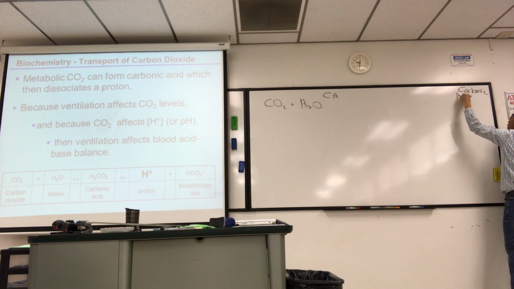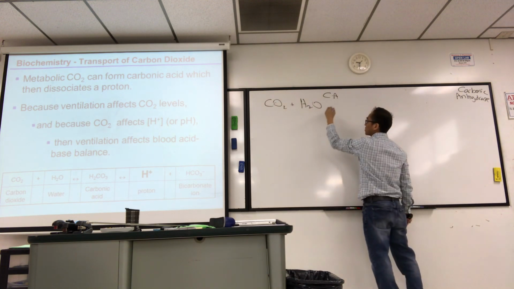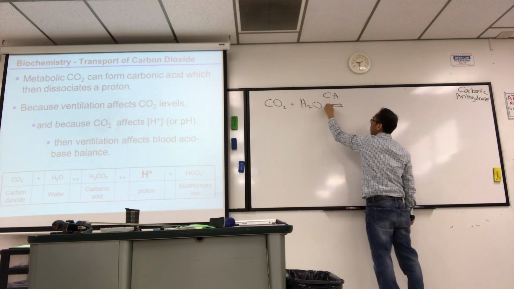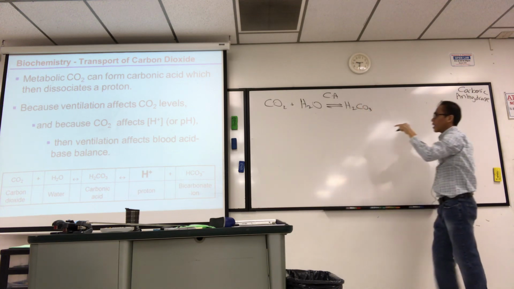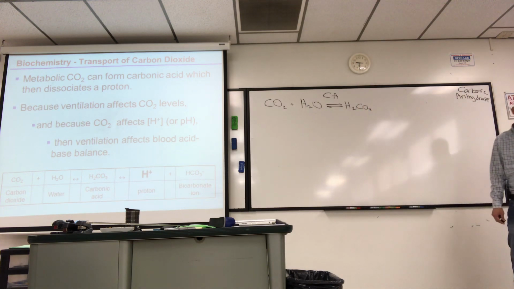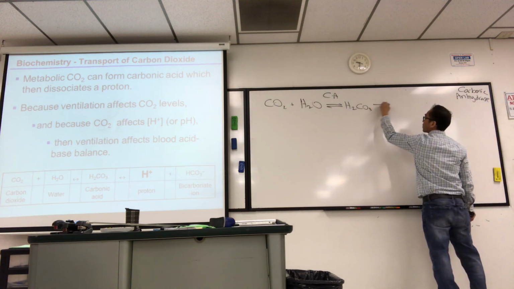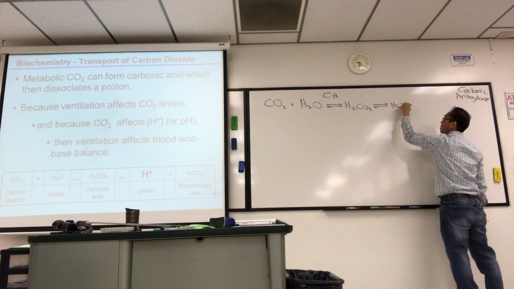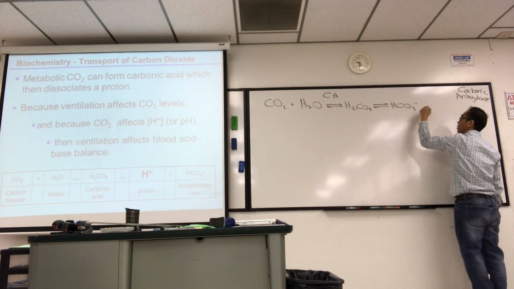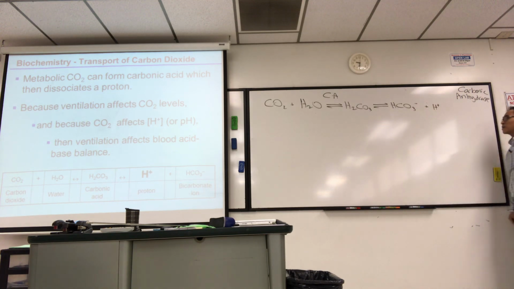Carbonic anhydrase, an enzyme that will speed up the chemical reaction of CO2 and water to give you H2CO3, carbonic acid. It's a weak acid that partially dissociates, giving up a hydrogen ion. There's a full negative charge, and you acidify the blood.